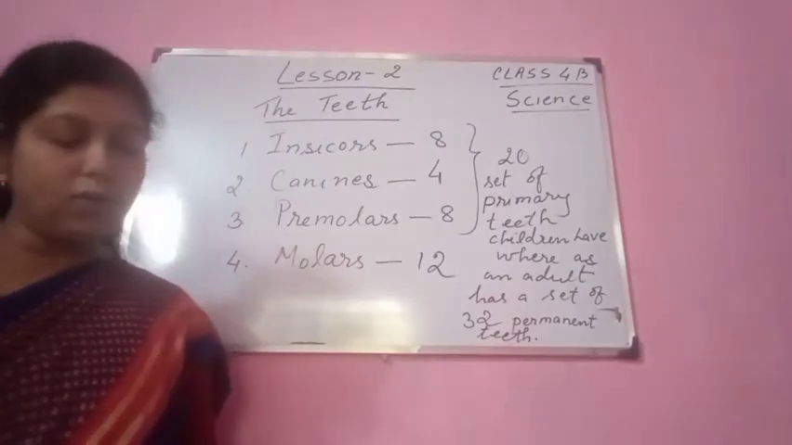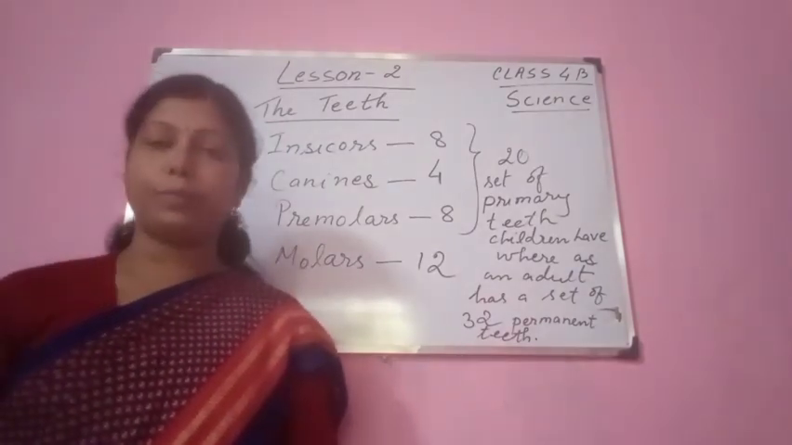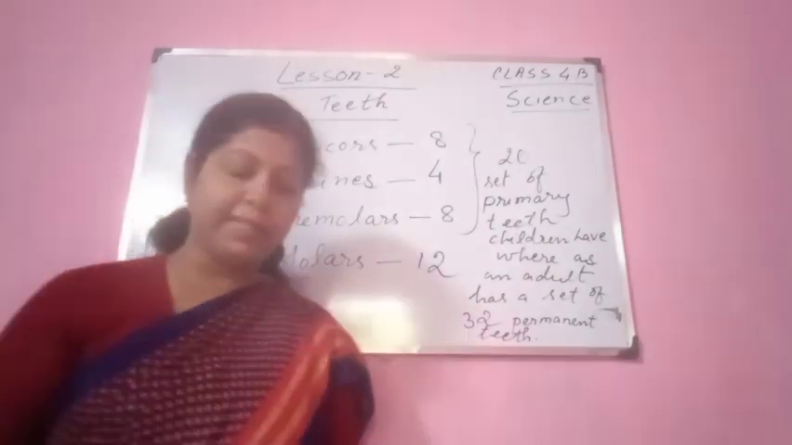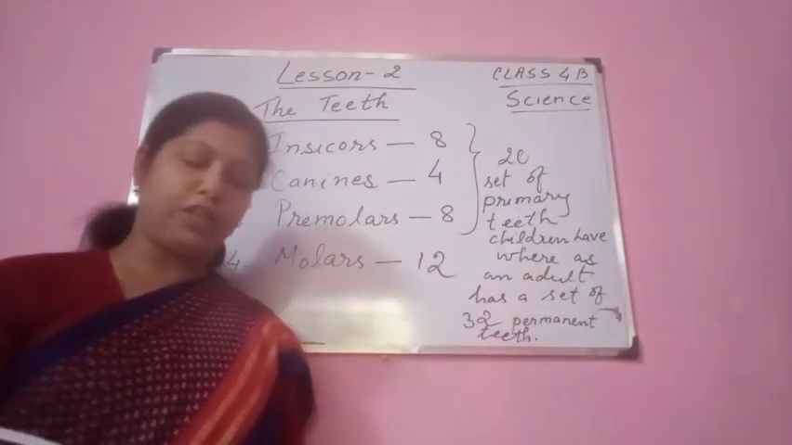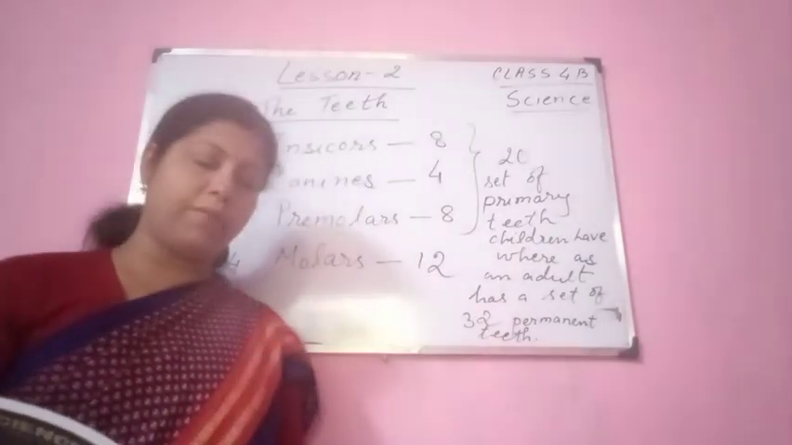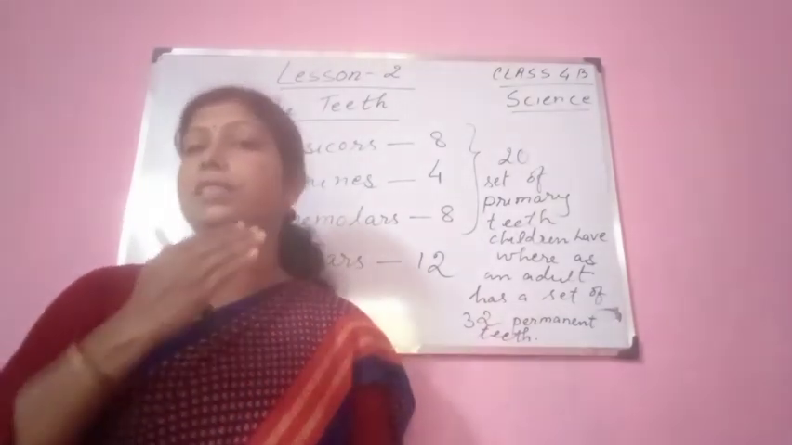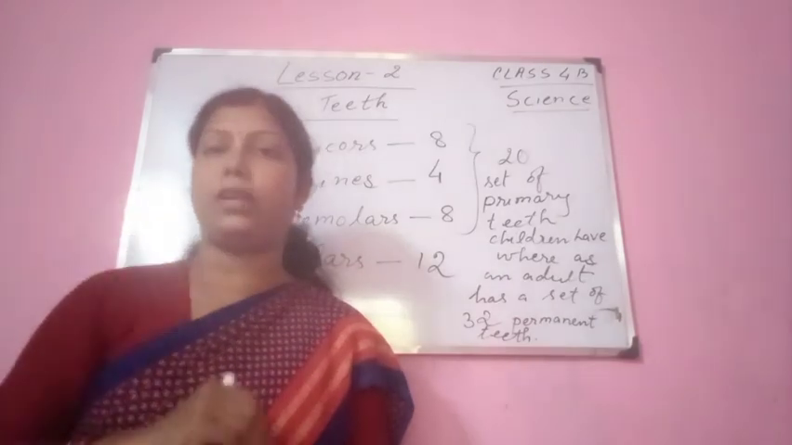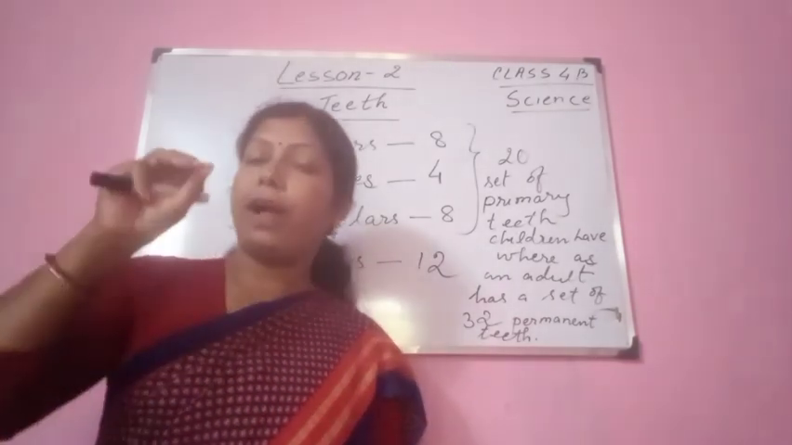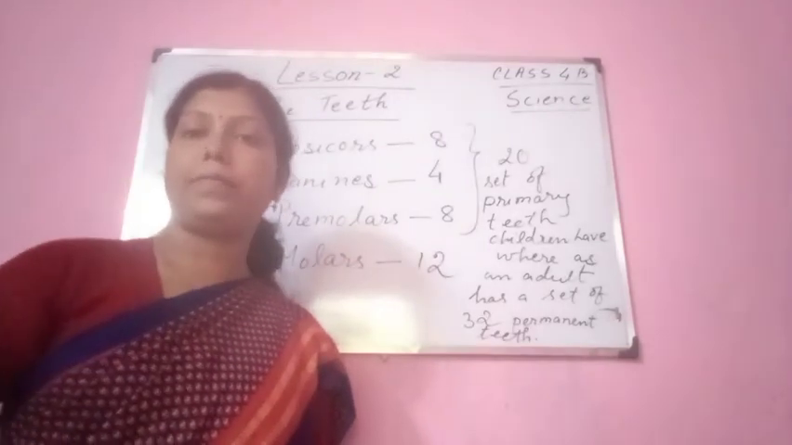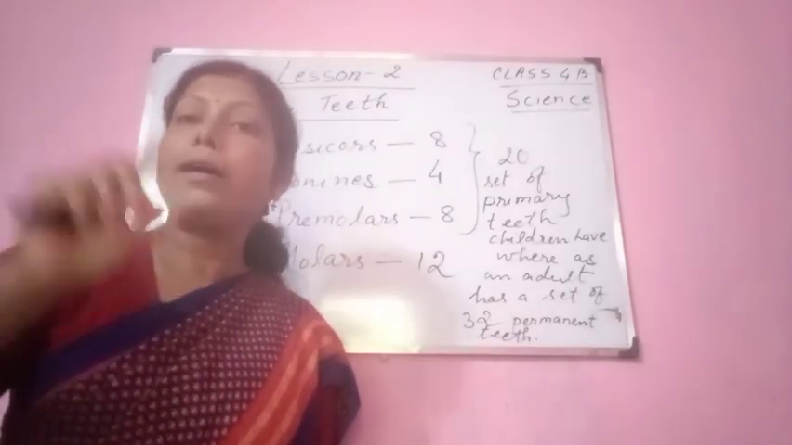The crown is the visible part of a tooth. The root is the part of the tooth present inside the gums. Gums are the soft tissue that surround the tooth and hold them firmly in their place. What are gums? You can see the pink portion. Where your teeth are located, those are the gums.